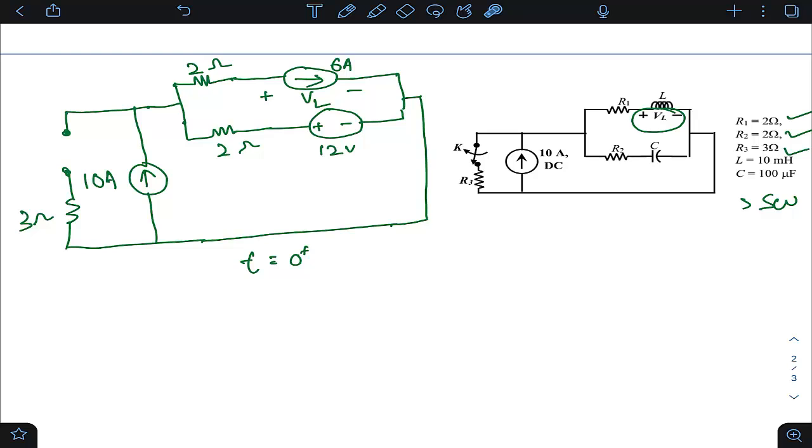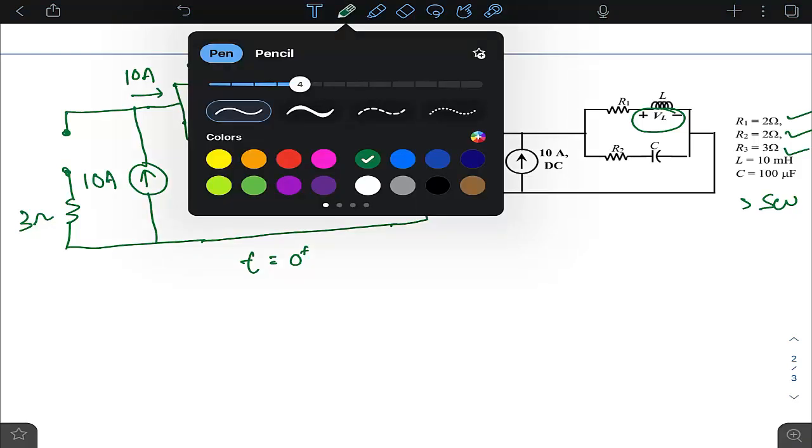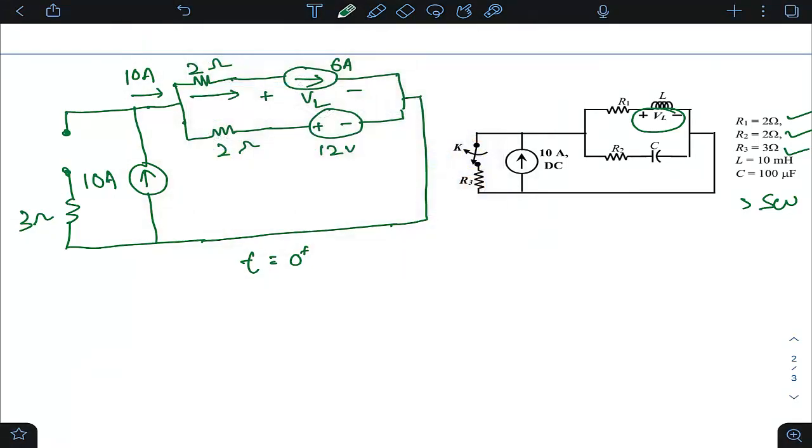To get this voltage, see, this current is 10 ampere. This path is open, so this current is 0. This current is coming as 10 ampere. This branch current is already 6 ampere because it's a current source of 6 ampere. If this is 6 ampere, then by KCL this current has to be 4 ampere, because the incoming current is 10 and the outgoing current from this node should be 6 plus 4, which is 10. So if this is 6 and this is 10, this has to be 4.